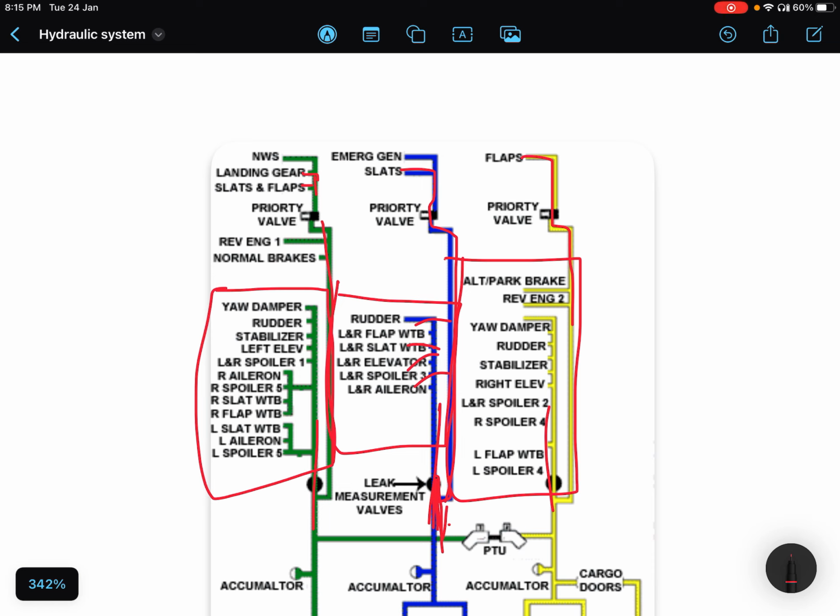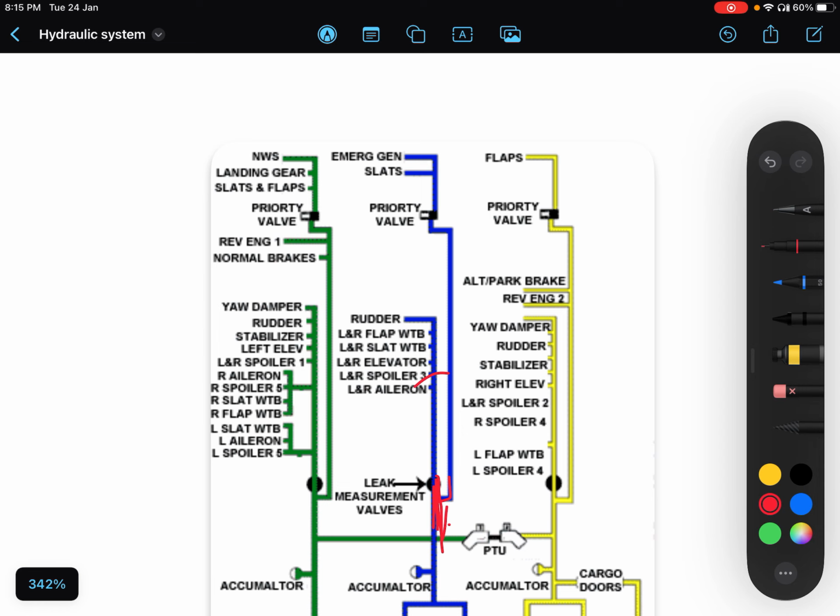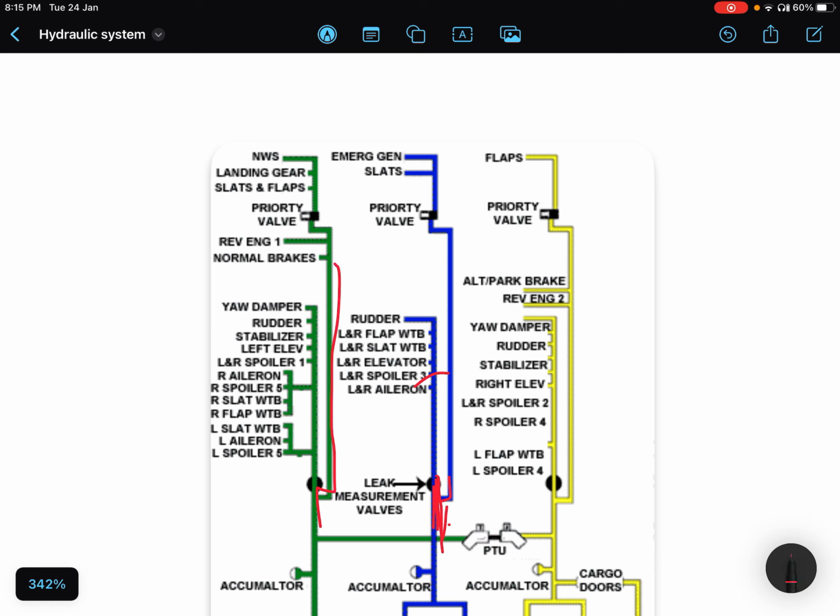Normal braking is with the green system, but alternate braking is with the yellow system. Is it clear? Right. Okay, the reversers of each engine are connected to their own respective hydraulic system. For the left engine reversers, it's the green which supplies the pressure or power, and for the right engine it is the yellow system which supplies the pressure to the reversers. Correct.